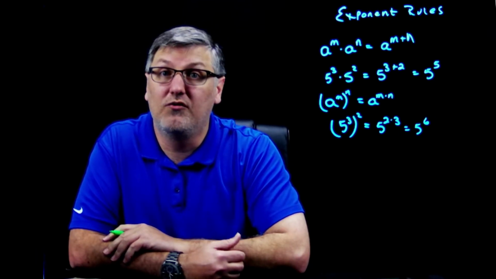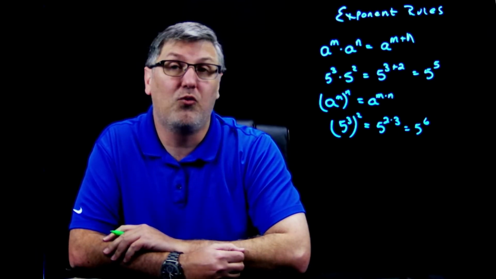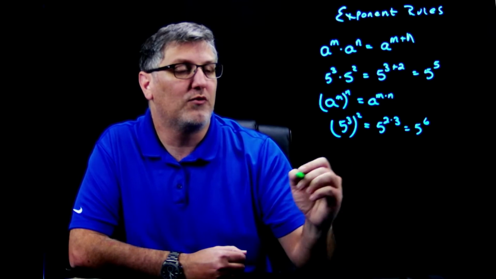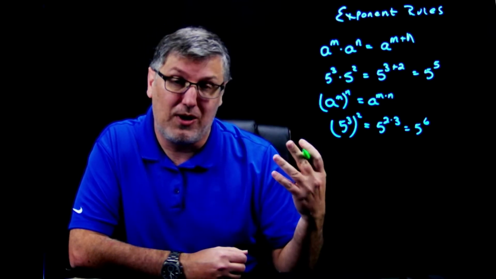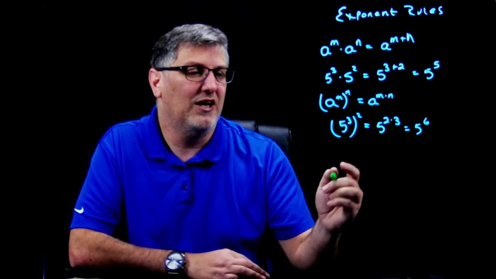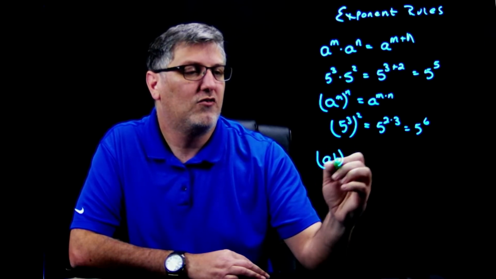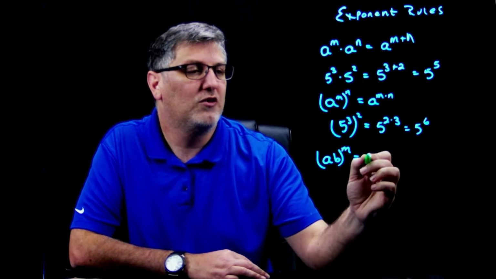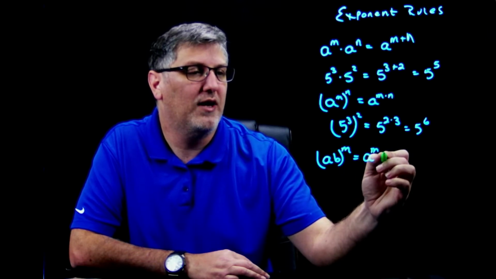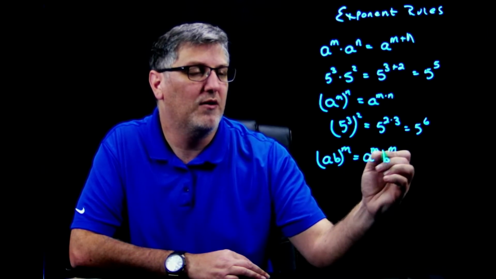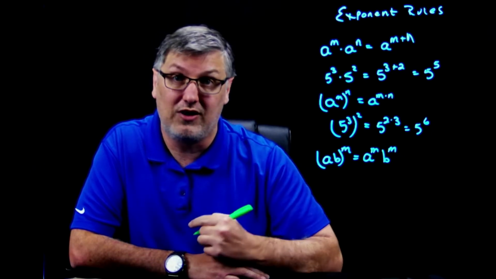So there are 2 of your most basic rules, and these are the ones that come up quite a bit. There's another one that comes up quite a bit, and a lot of kids say it's like distribution property. It is, but it isn't. It's if I have 2 different numbers, say ab to the power of m. This is the same thing as saying a to the power of m and b to the power of m. So this exponent goes to everything inside the parentheses.